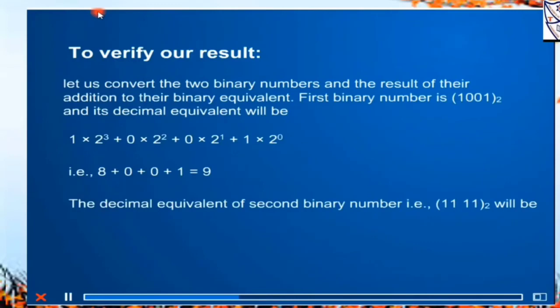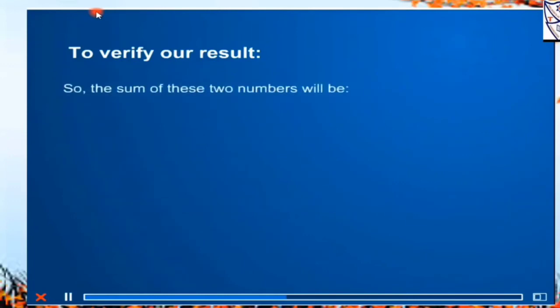The decimal equivalent of second binary number, that is 1111 base 2, will be 1 into 2 raised to the power 3 plus 1 into 2 raised to the power 2 plus 1 into 2 raised to the power 1 plus 1 into 2 raised to the power 0. That is 8 plus 4 plus 2 plus 1 is equal to 15. So, the sum of these two numbers will be 9 plus 15 is equal to 24.